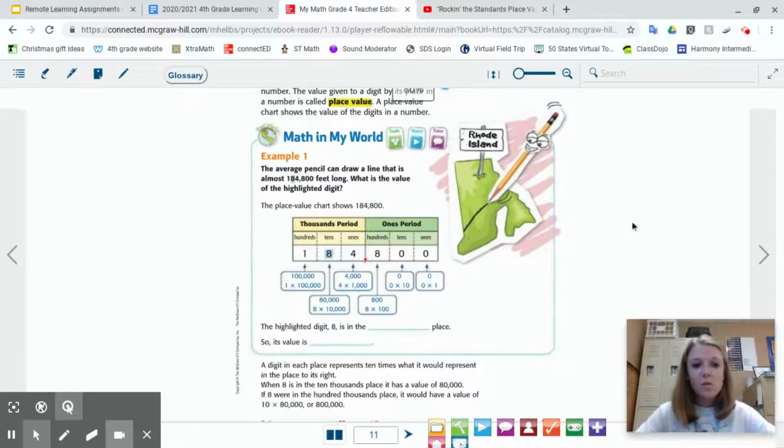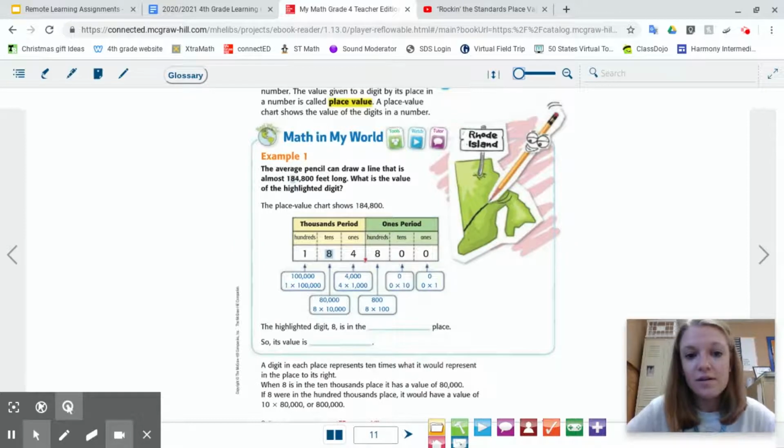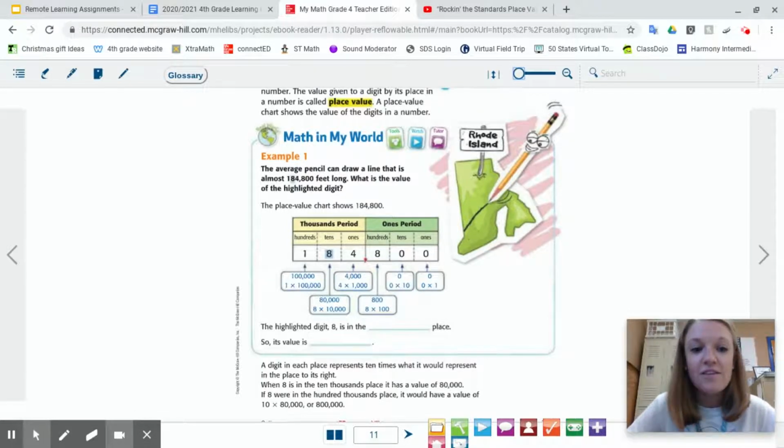Okay, so example 1 says the average pencil can draw a line that is almost, see if you can read that number and then compare it to what I'll say. If you got 184,800, you're correct. And we're talking about feet here, so it's that many feet long. What is the place value of the highlighted digit? So it looks like the highlighted digit is this 8 right here.